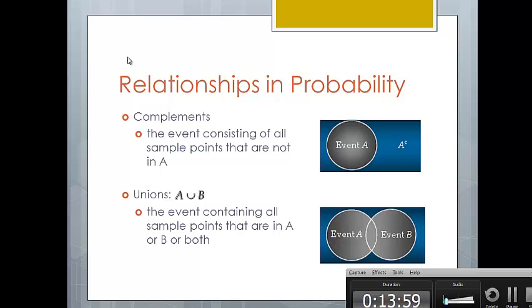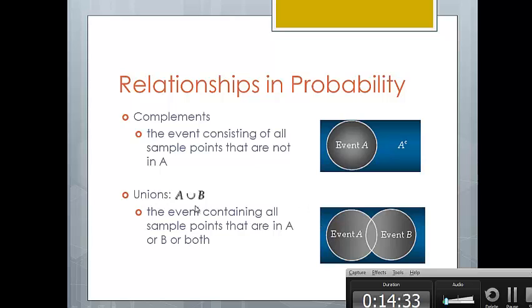So two events are complements if the event consists of all of the sample points that are not in A. So event A and the complement of event A. An event A and its complement will have absolutely no overlap. Think, if I die, I am not alive. There really isn't any overlap in there. I know that was a really morbid example, but it was the first thing that popped into my head. So those are two things that cannot occur simultaneously.